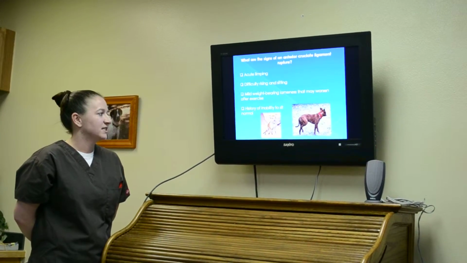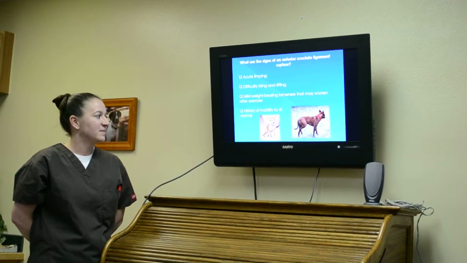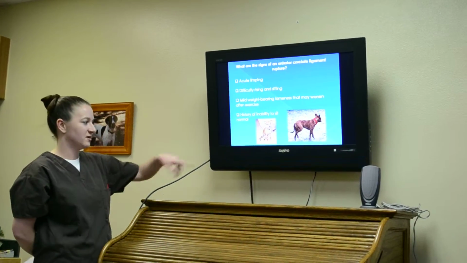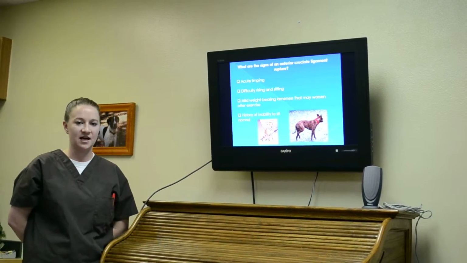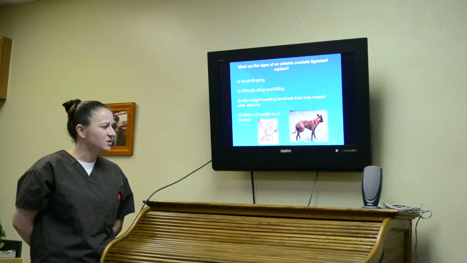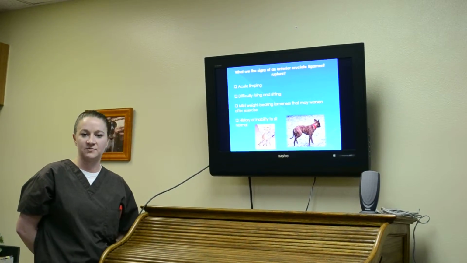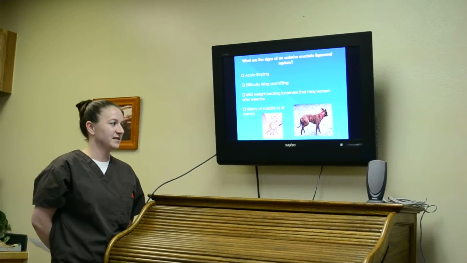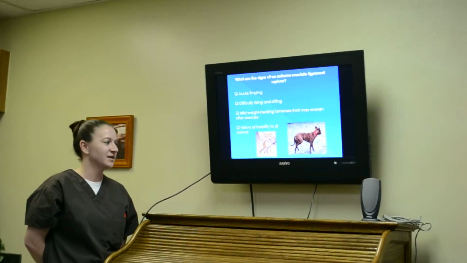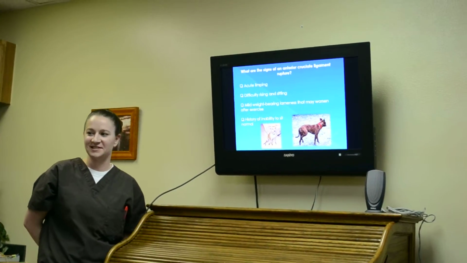And then the last one is a history of inability to sit normally, which in her picture here, you can see she's kind of sitting to the side. She's been doing that forever, and I just thought it was normal until I brought her in and had our doctor take a look at it and realized there was more to it besides just the abnormal sitting.